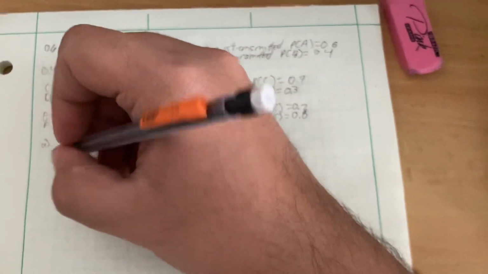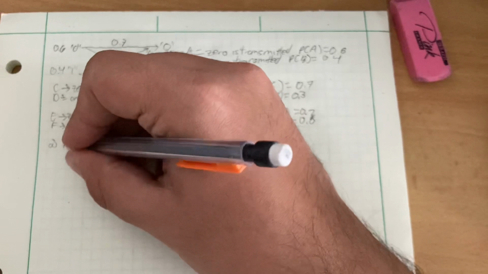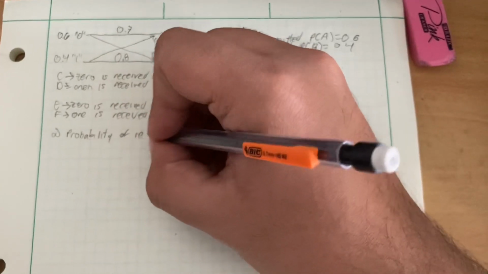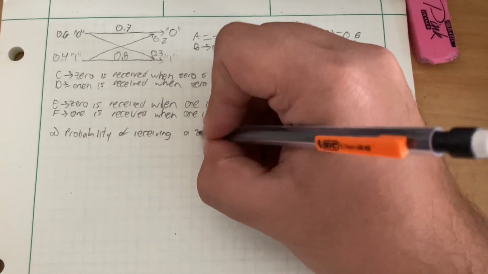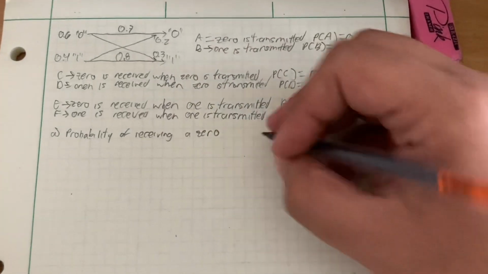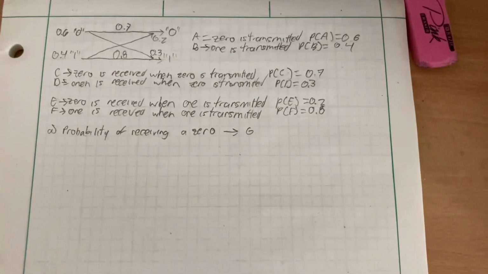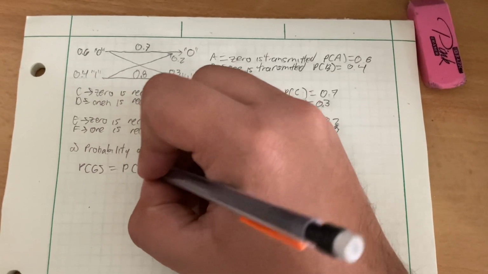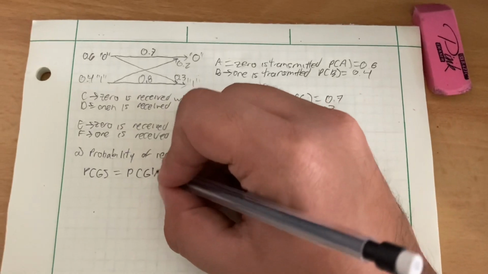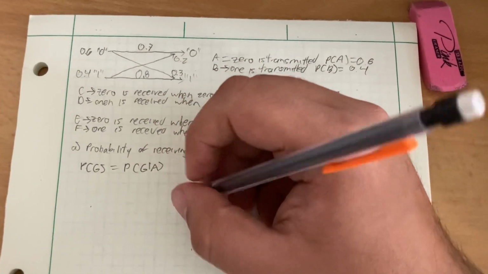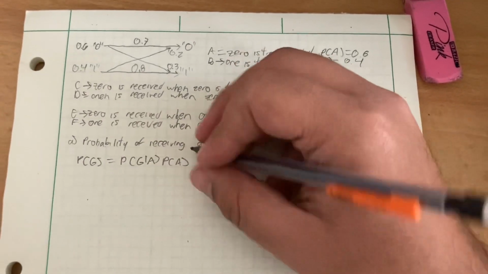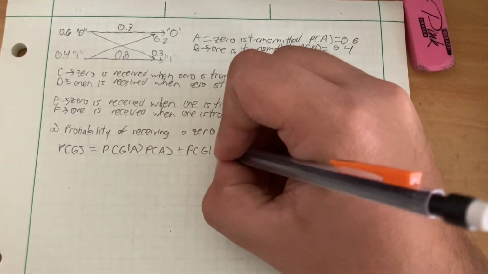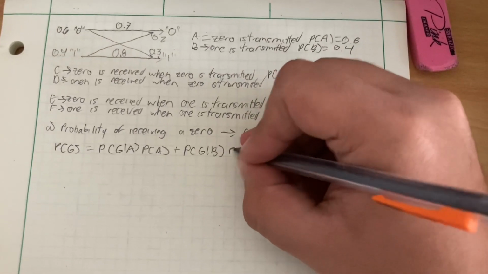So the first part to solve is the probability of receiving a 0. And we're going to call this receiving a 0 as the event G. So the probability of receiving a 0 is going to be equal to the probability of receiving a 0 when 0 is transmitted times the probability of 0 being transmitted plus the probability of receiving a 0 when 1 is transmitted times the probability of transmitting a 1.